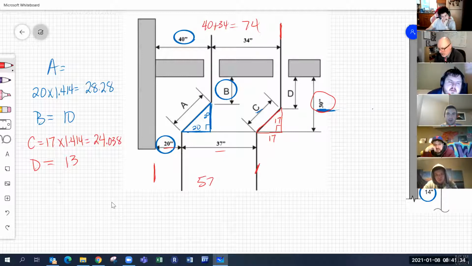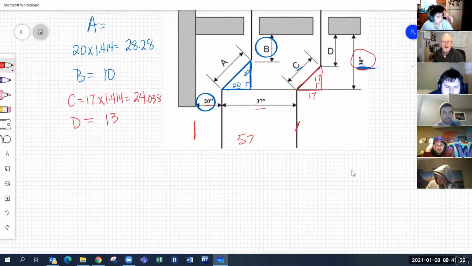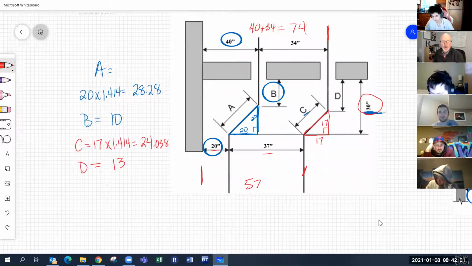So the most important part in these triangles, in a 45-degree right angle triangle, the rise and the run are always the same. The travel is 1.414 times longer. Okay, we're going to get back to another one of those with the objects in the corner.